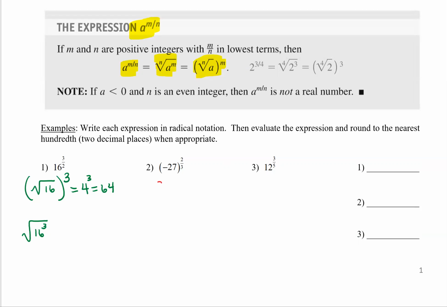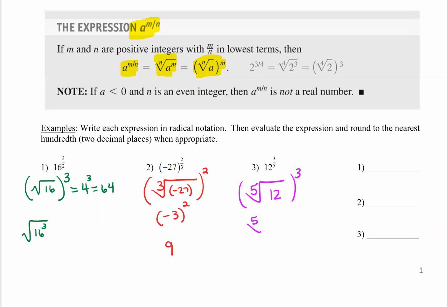Number 2, we are looking for the cube root of negative 27 squared. The cube root of negative 27 is negative 3, and negative 3 squared is 9. Number 3, we're looking for the 5th root of 12 cubed, or we can find the 5th root of 12 cubed. Either way, we're going to need to use a calculator.